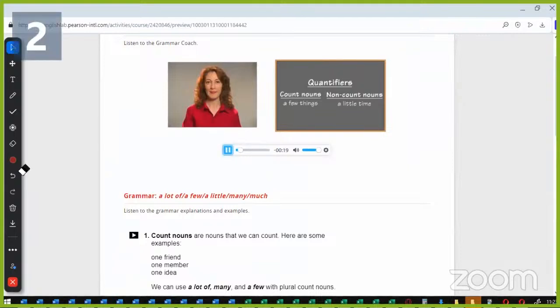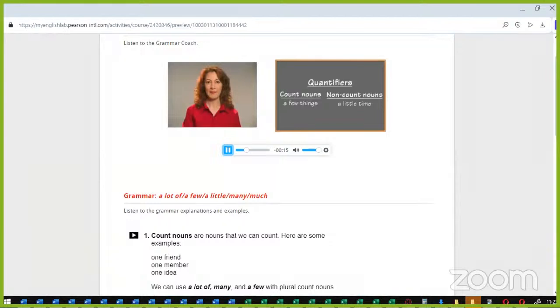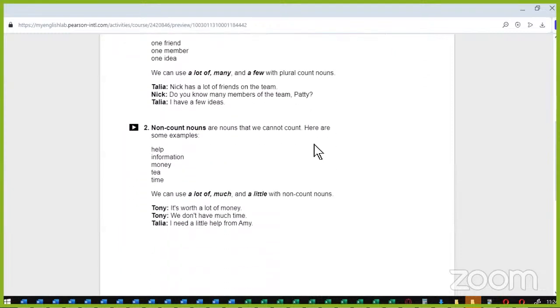Hi. Today we're going to spend a little time talking about the quantifiers a lot of, a few, a little, many, and much. There are a few things you need to know about them. For example, some of them are used with count nouns, and some are used with non-count nouns. Let's begin. Okay, can you please read?